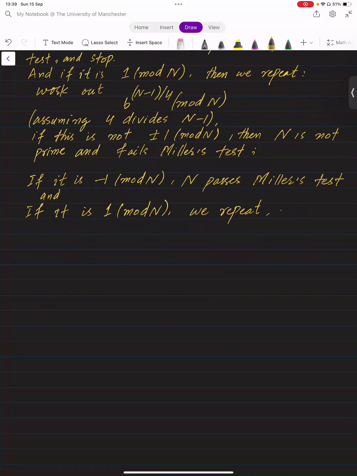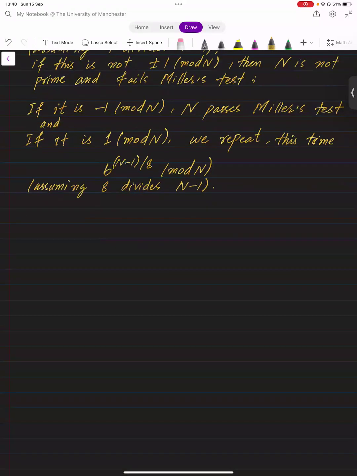This time b power (n minus 1) over 8 mod n, assuming 8 divides n minus 1. We carry on repeating this process.